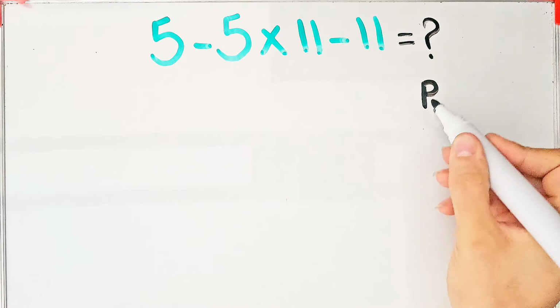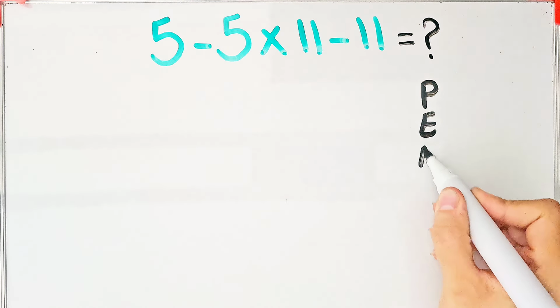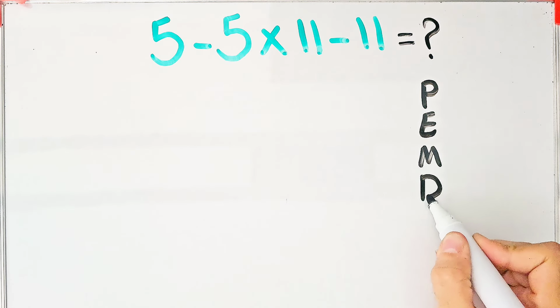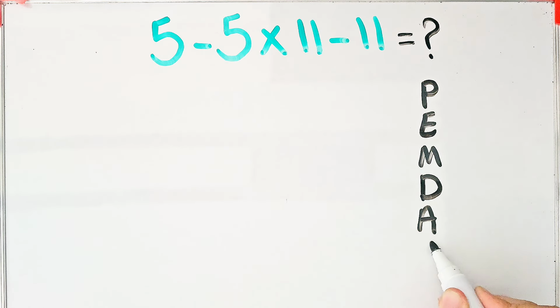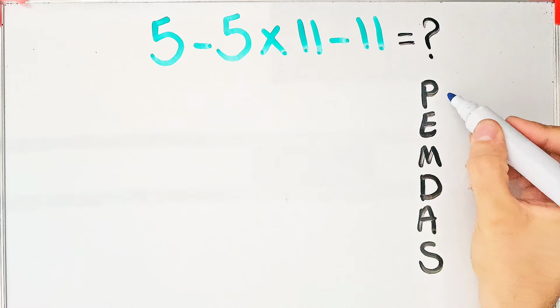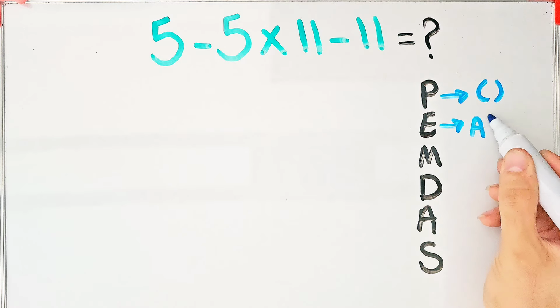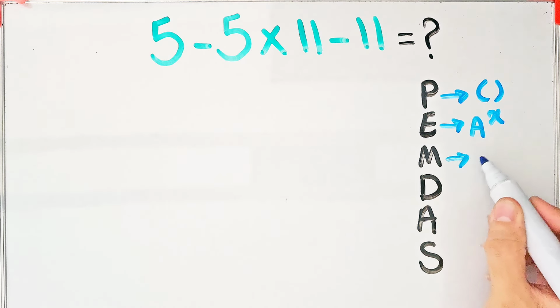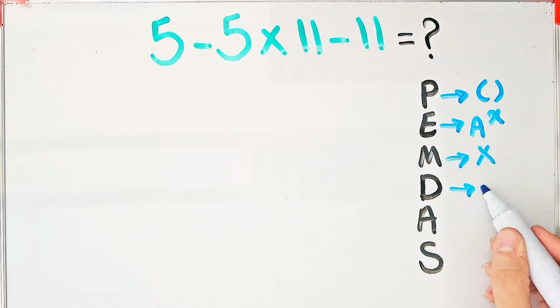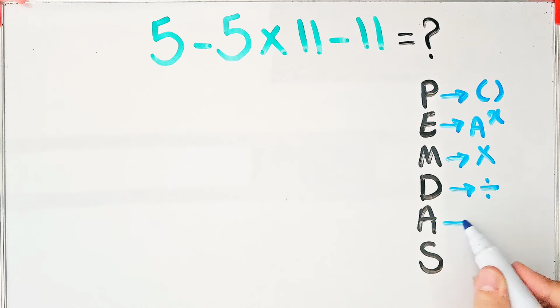To solve this question, we need to follow the order of operations, which is PEMDAS. PEMDAS shows the priority of the mathematical operations. In this rule, P stands for parentheses, E stands for exponent, M stands for multiplication, D stands for division, A stands for addition, and S stands for subtraction.